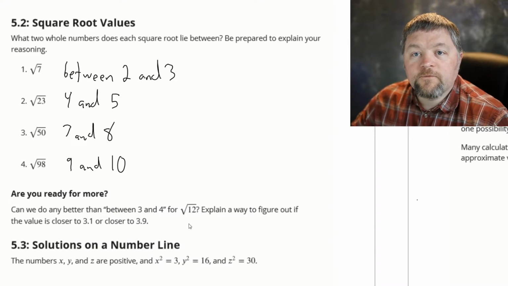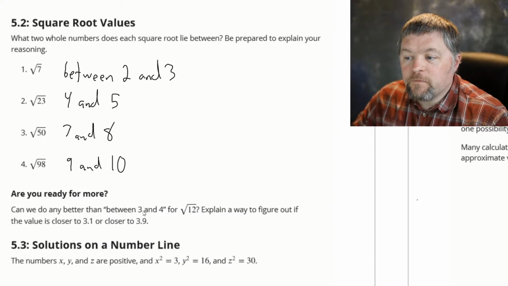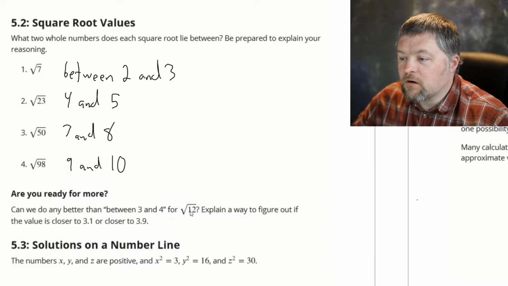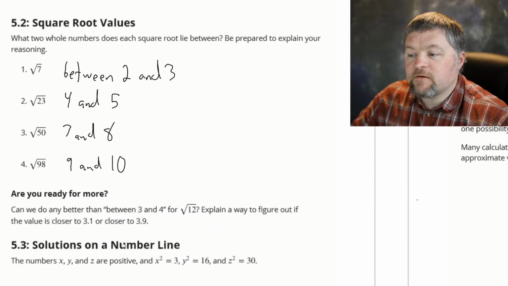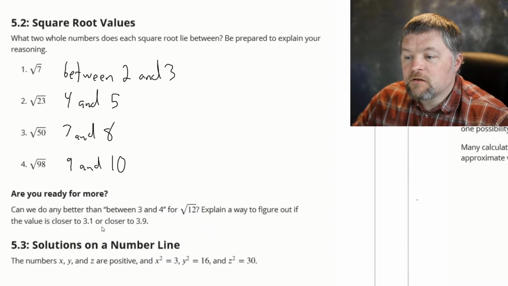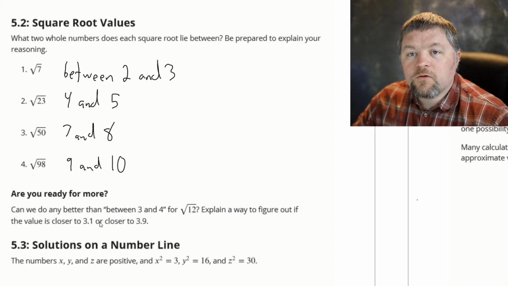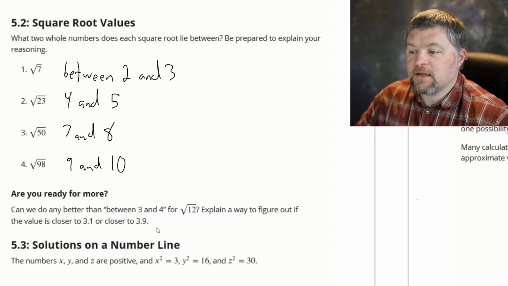Are you ready for more? Can we do better than between 3 and 4 for the square root of 12? Explain a way to figure out if the value is closer to 3.1 or closer to 3.9.